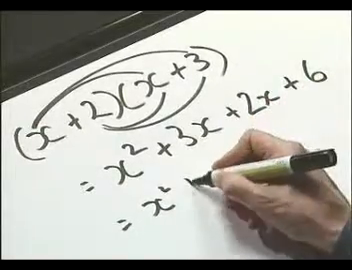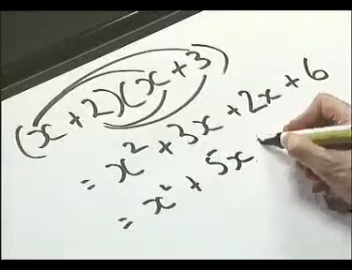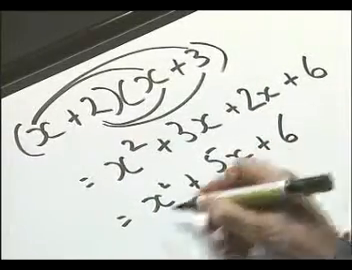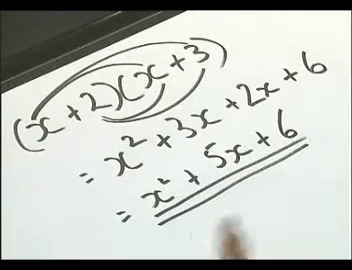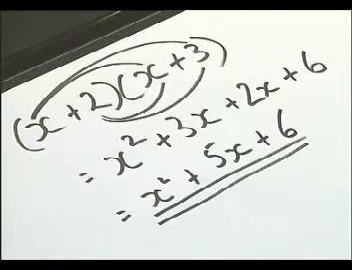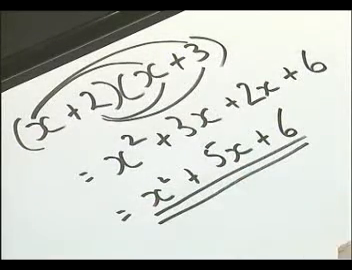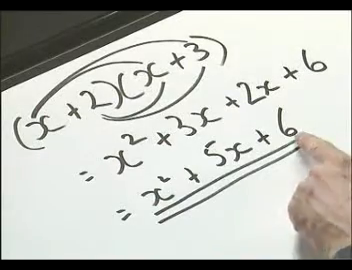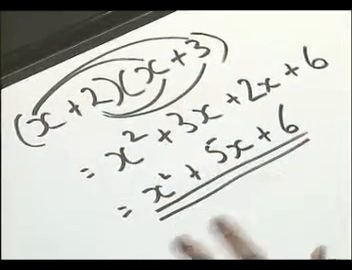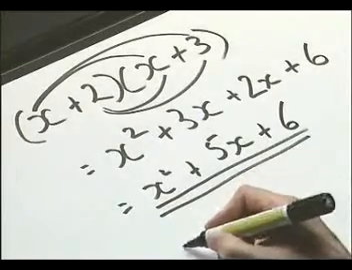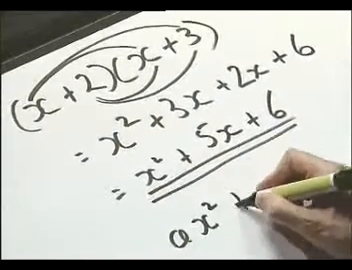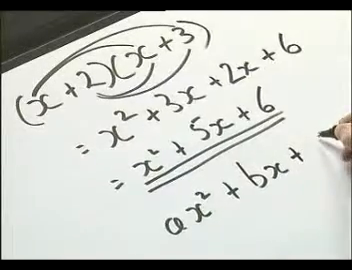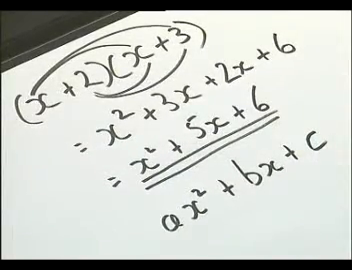And we can simplify these two terms. 3x plus 2x gives us 5x. And this is an example of a quadratic expression or quadratic function. It's got a term in x squared, which it must have to be a quadratic expression. It's got a term in x, which it might or might not have, and it's got a constant term. And there are no other possibilities. So our most general quadratic expression would be ax squared plus bx plus c.